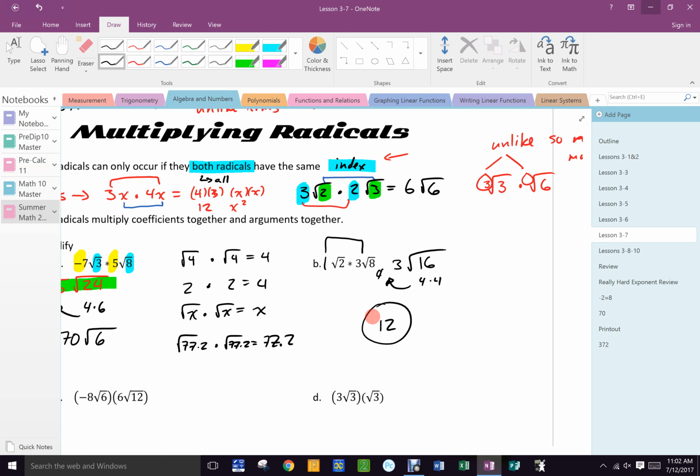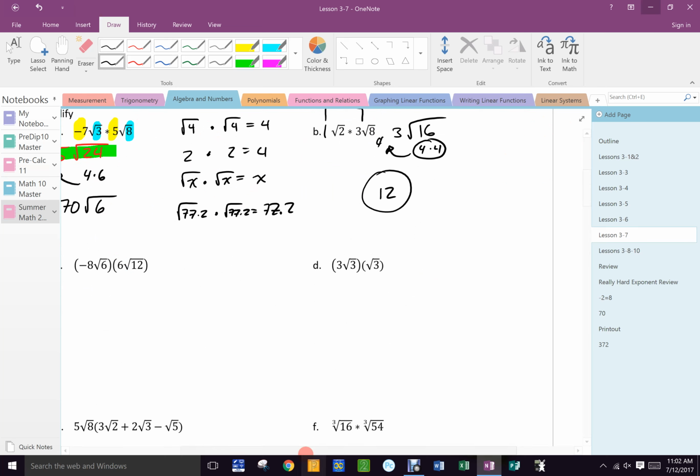Okay, again, Amrit, we just did a whole page on this. The square root of 16 is 4. So I bring out a 4. I left nothing under there. Okay? All right, let's go to the next question.